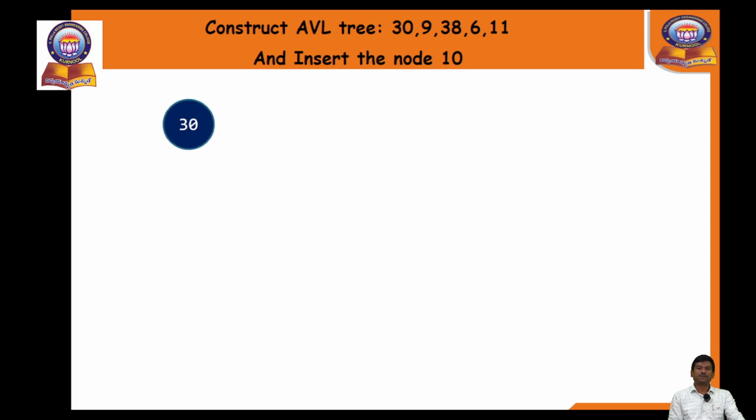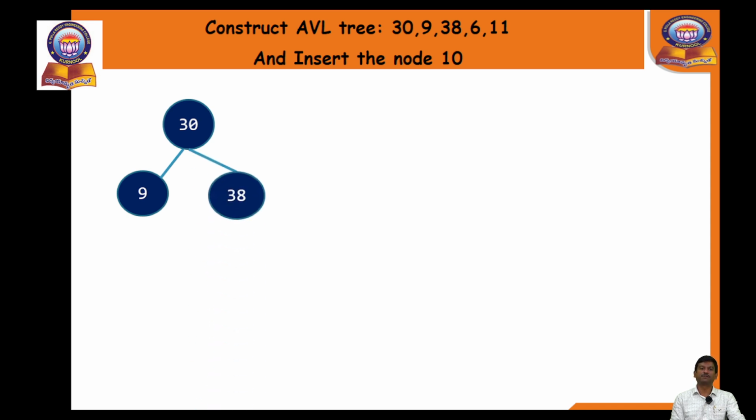So the first node, that is 30, becomes the root node, and the balance factor will be equal to 0. And consider the next node, that is node 9. Where does node 9 have to be placed? It has to be placed to the left of node 30. And node 9 is inserted to the left of node 30. 38 starts comparing with the root node, traverses towards the right, and then is placed.